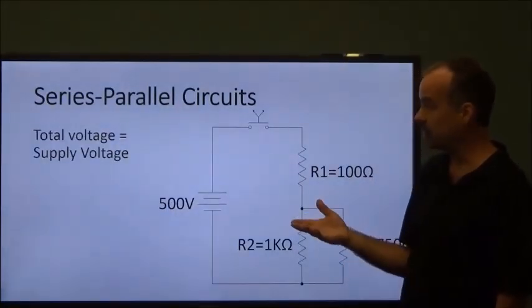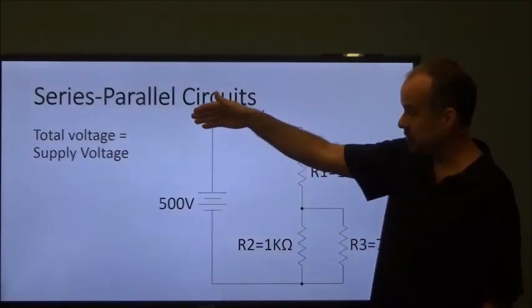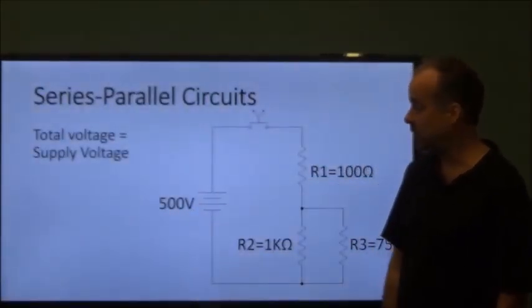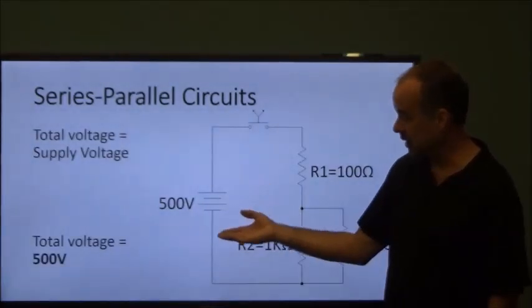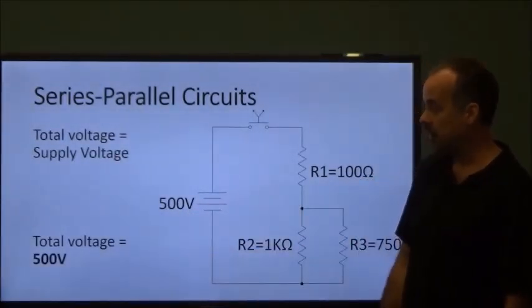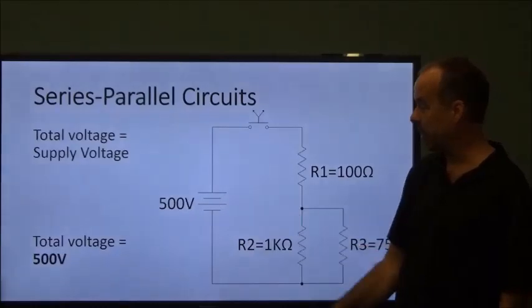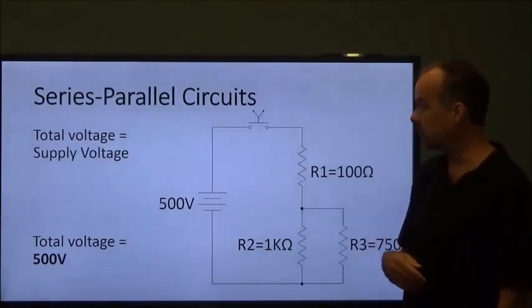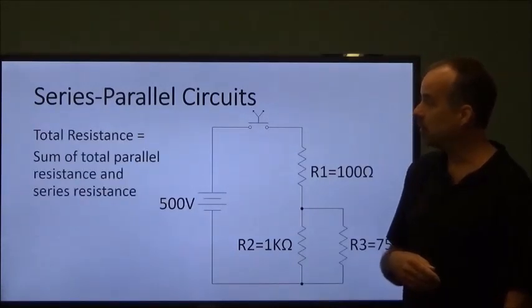So the first thing is total voltage. My total voltage equals the supply voltage, and that is given to us in the schematic. So my total voltage is 500 volts, and like I said, no calculations are required there. That's the first bit of information that we've determined from the schematic.